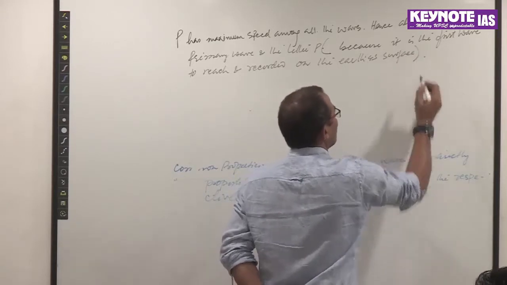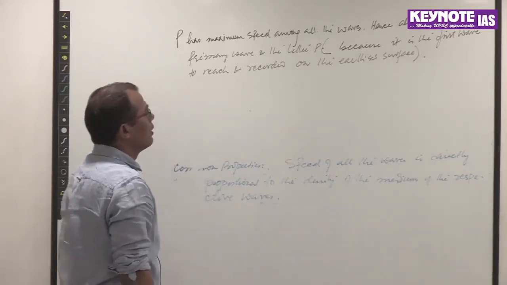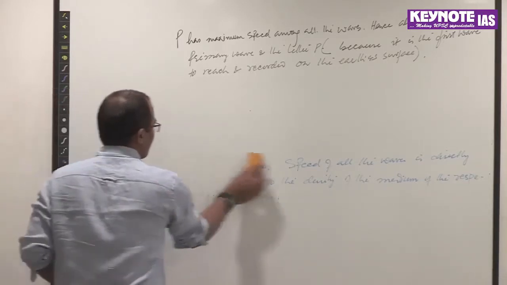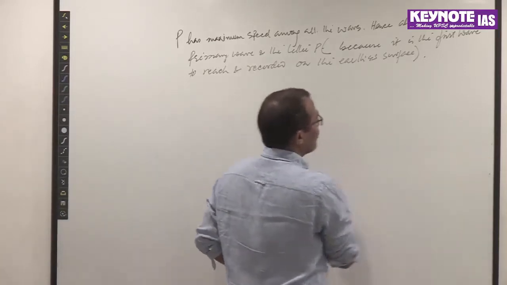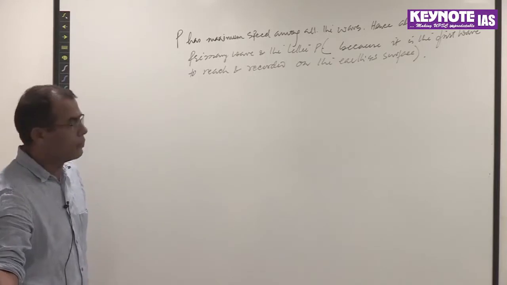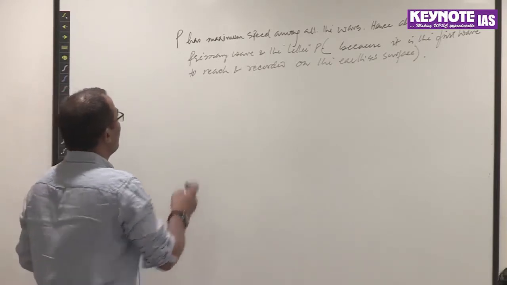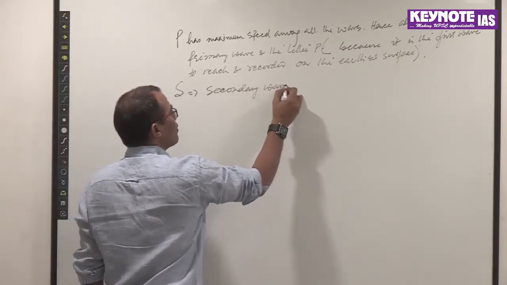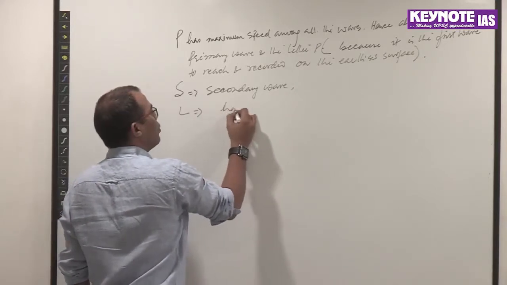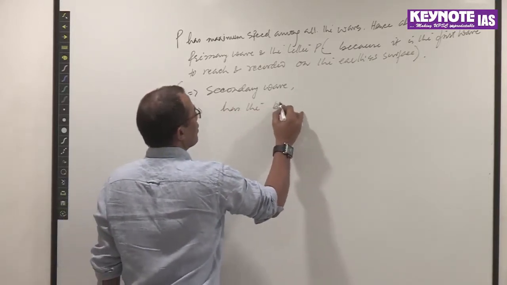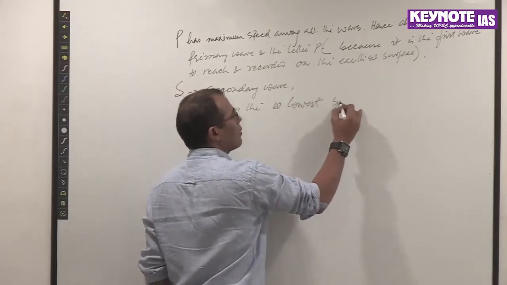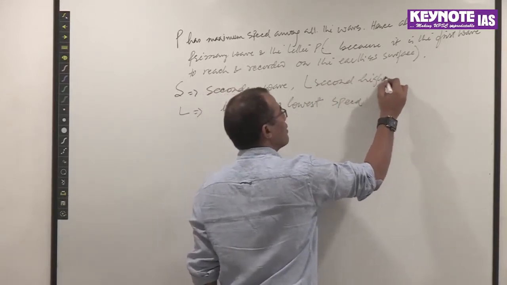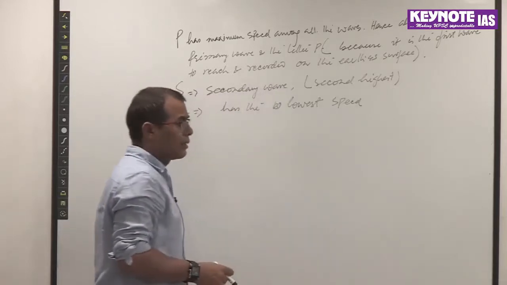The first wave to reach and be recorded on the Earth's surface by any seismograph or seismogram. S is obviously the secondary wave, second to reach, and L has the lowest speed of all. S has the second highest speed, secondary wave, that's why the letter S.